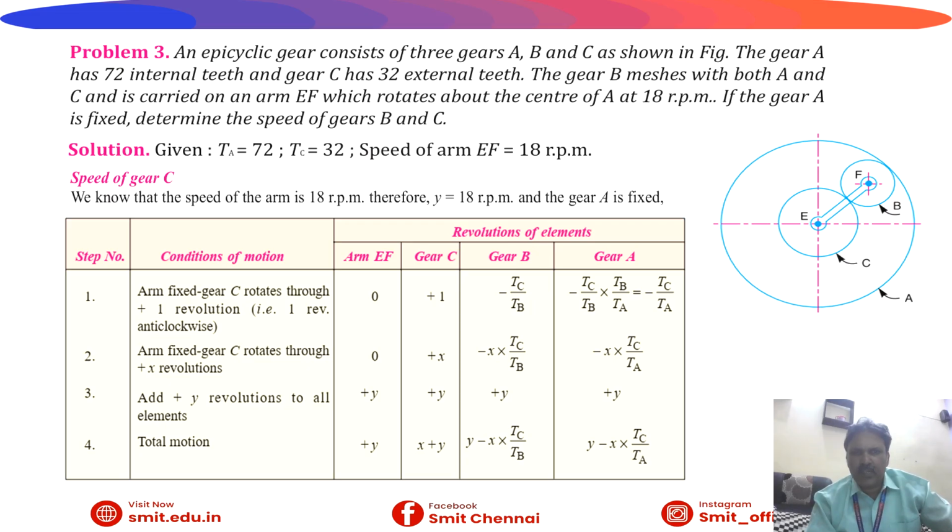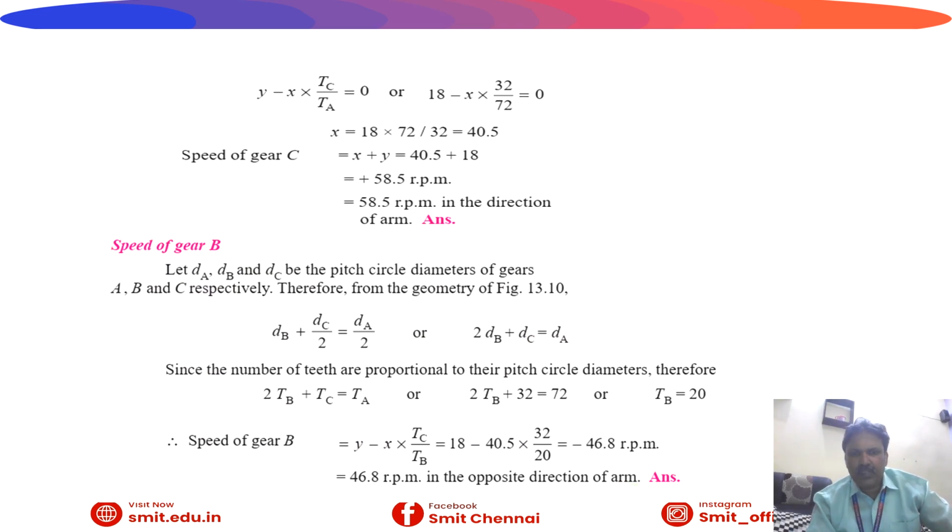All the data are given: TA is 72, TC is 32, and the speed of the arm EF is 18 RPM. Based on the previous problem, again we have to use the similar tabular column. We can go through it. Based on the conditions, we apply them. One is the fixed condition, that's why y minus x into TC by TA equals 0. Upon calculating, we will get 58.5 revolutions per minute in the direction of the arm.